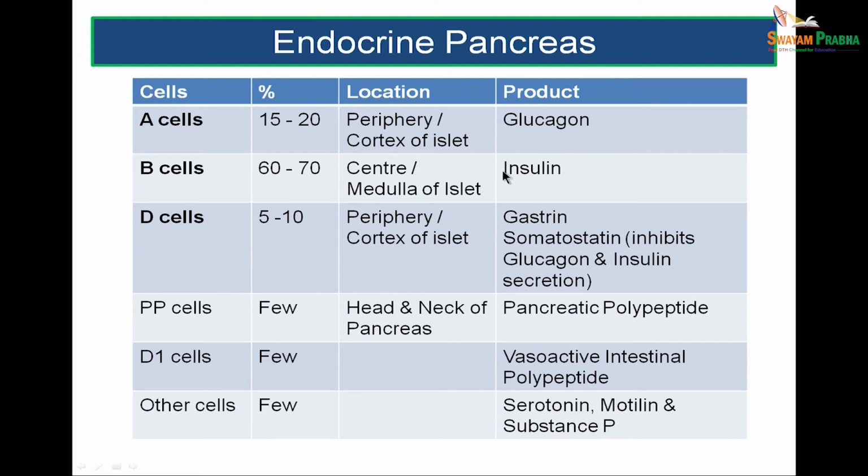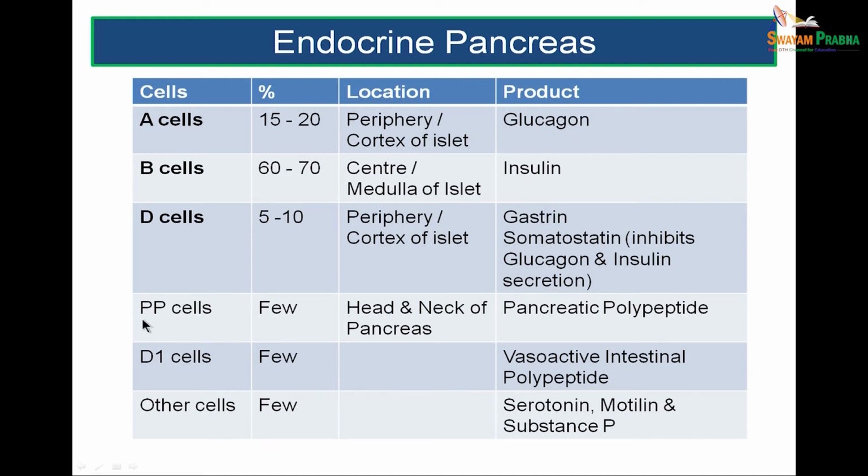Now, all of us know what insulin is. It is the secretion required to bring the sugar levels down, and this insulin is very vital to a diabetic patient. So, this insulin is secreted by the beta cells or the B cells of the pancreatic islets. Next are the D cells or delta cells. They are less in number, 5 to 10%, also placed at the periphery, and they secrete somatostatin, which inhibits glucagon and insulin secretion. So this hormone is going to influence the above two secretions.